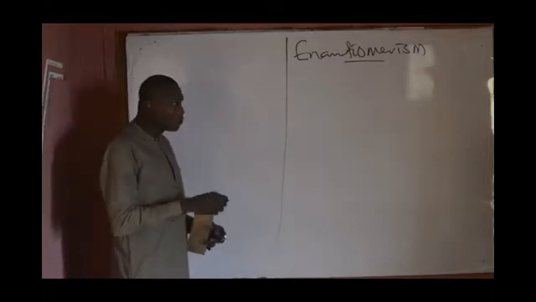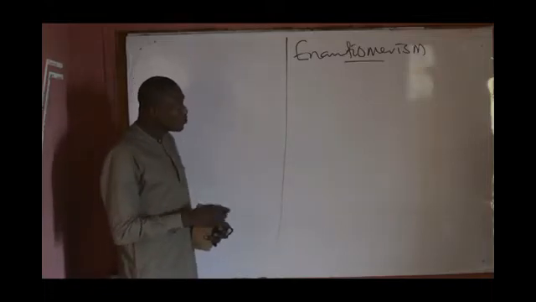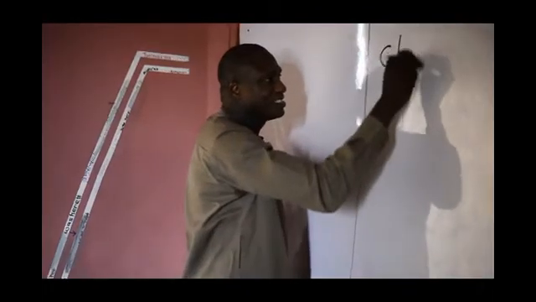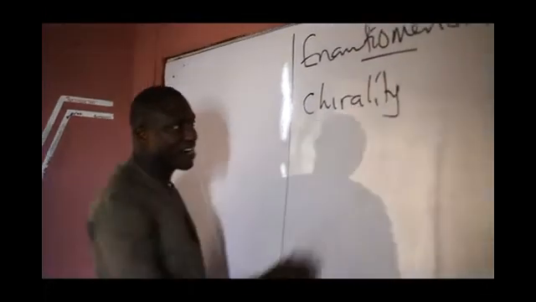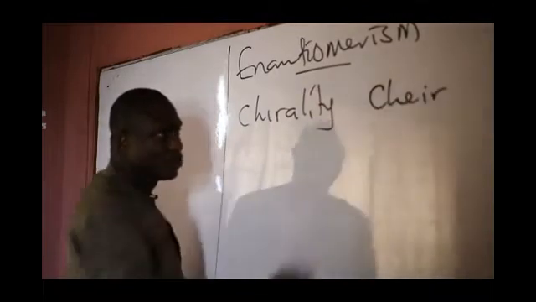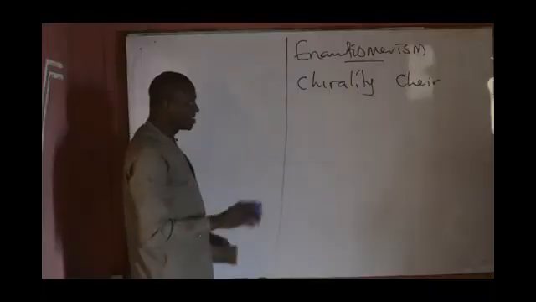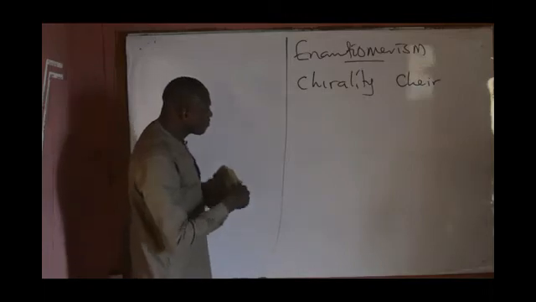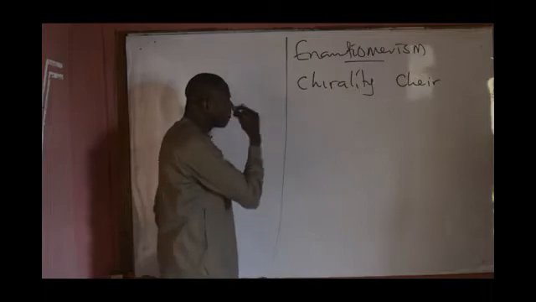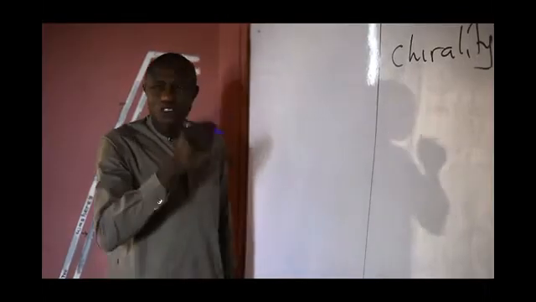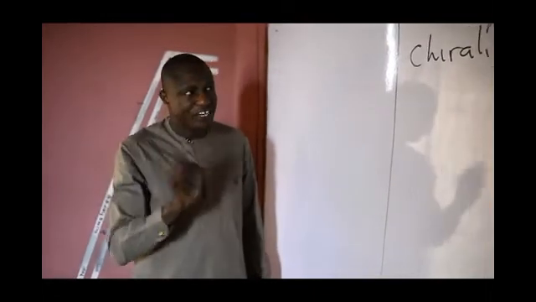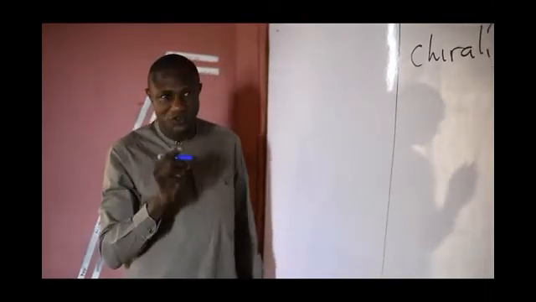Now, for a molecule to be optically active, such a molecule must possess a characteristic that we refer to as chirality. Chirality is obtained from the Greek word cheir, which means hand. And we are coming to that. Now, when will a molecule be chiral? For a molecule to be chiral, the molecule must possess a carbon atom that contains 4 different atoms or groups of atoms attached to it.